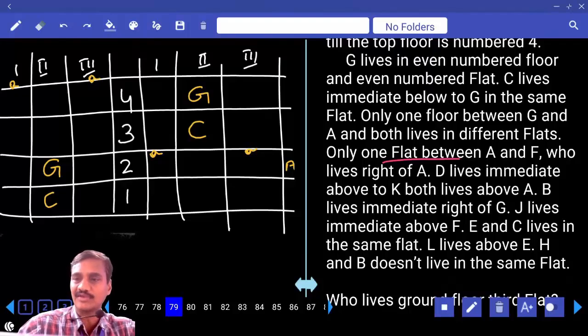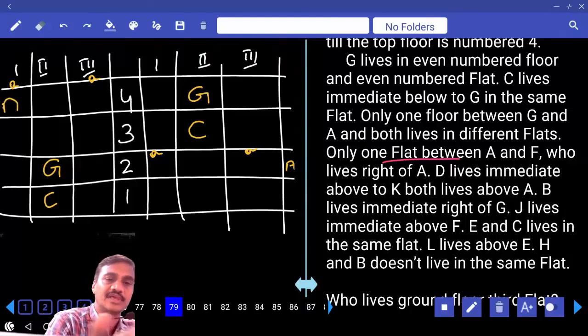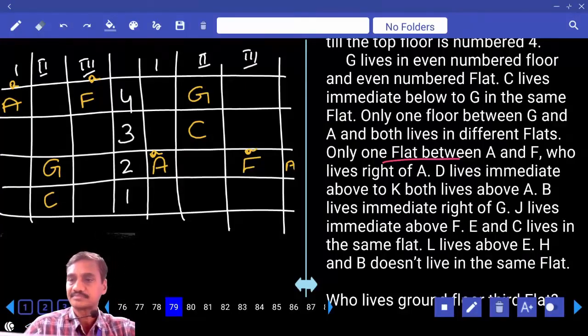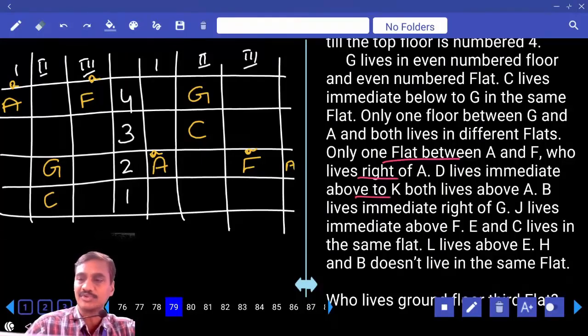One flat between A and F. F lives to the right of A. A is here, F is here. There is only one flat between these two. And here also, A is at this place, F is at this place. Understood? And next one.